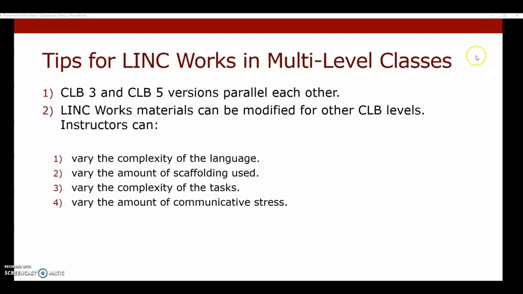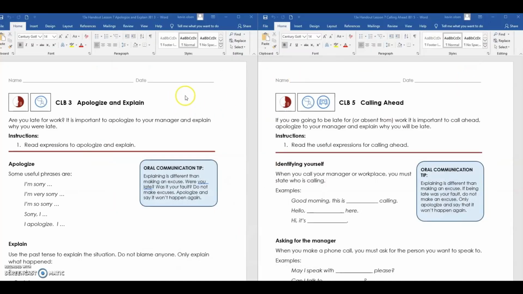For example, these 2 tasks from the module Job Basics 1 both have the learners practice apologizing to a manager for being late to work. However, the CLB3 task has the learners practice this in a face-to-face situation, while the CLB5 learners are expected to complete the interaction over the phone or while sitting back-to-back. This change adds extra stress to the CLB5 communication because they don't have the added help of seeing the other speaker's face and body language.